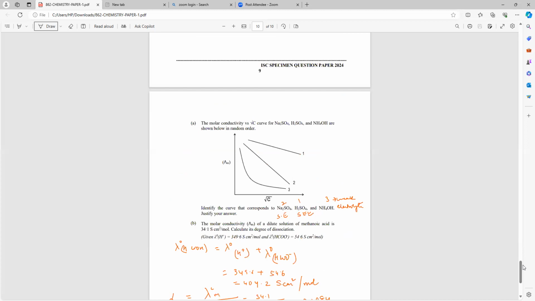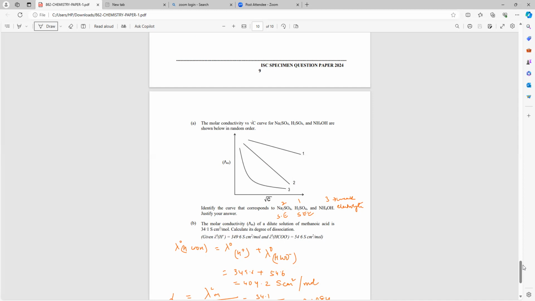The molar conductivity, they have given the curves. In this, your NH4OH will represent the third curve, which is the weak electrolyte. Na2SO4 is a strong electrolyte, but not as strong as H2SO4. So curve 1 will be H2SO4, curve 2 Na2SO4, and curve 3 NH4OH. NH4OH, that is your ammonium hydroxide, will be the answer.